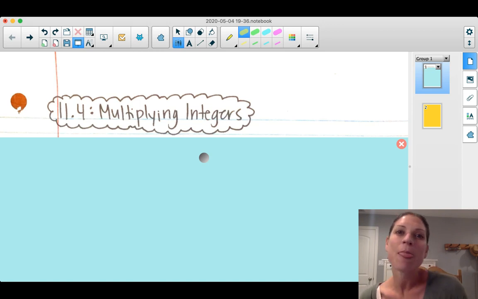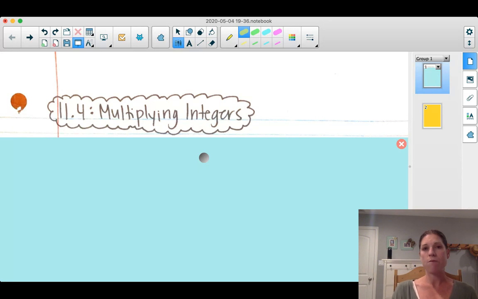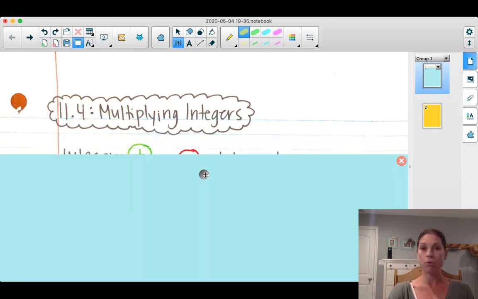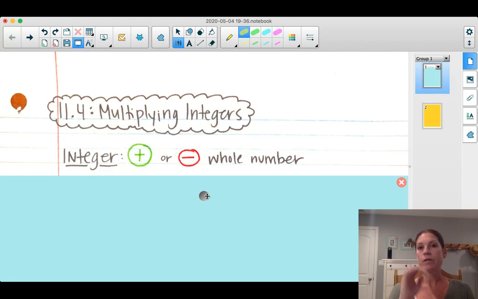Hey you guys. So tonight we're going to be talking about multiplying integers. Now, multiplying integers is a pretty straightforward concept. There's just a couple of rules that we have to follow. So the first thing I want to remind you is that an integer is a whole number that's either positive or negative.